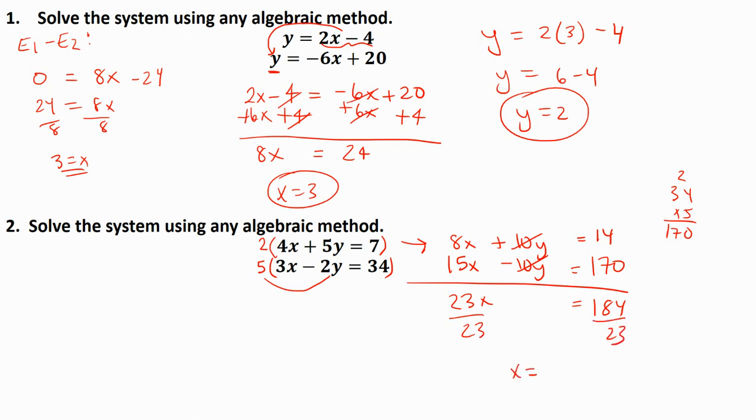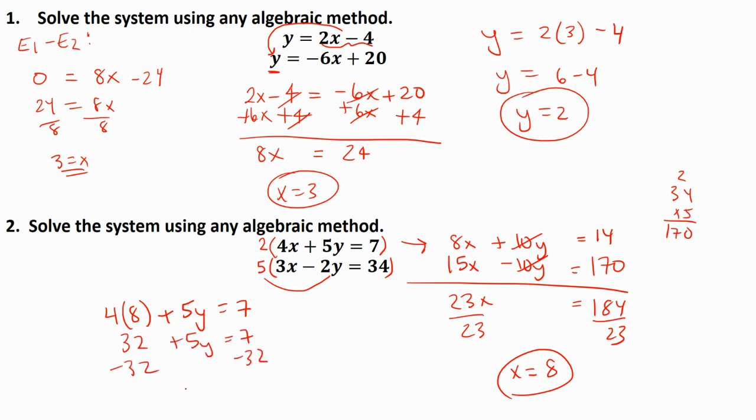So 184 divided by 23, I'm going to get my calculator out, and that's 8. So x equals 8, and now I can plug into any equation. I'm going to use the top one. 4 times 8 plus 5y equals 7. So 4 times 8 is 32. And I'm going to subtract 32 on both sides. So we get 5y equals negative 25. And divide by 5, y equals negative 5.